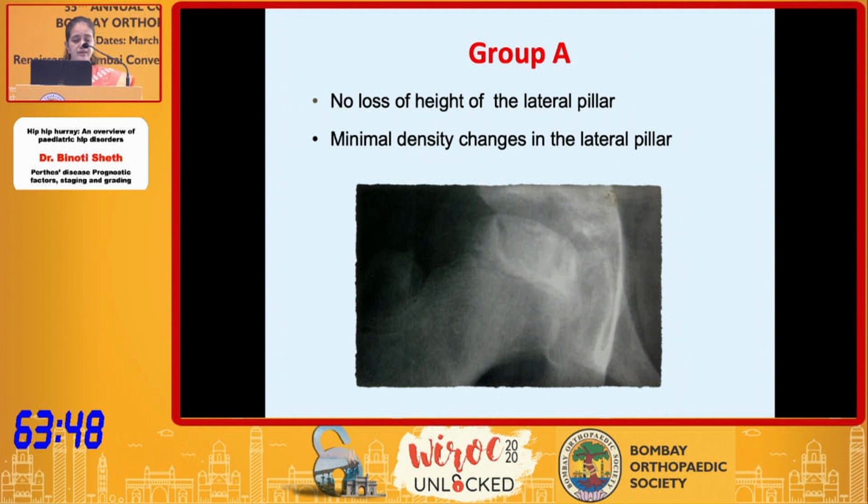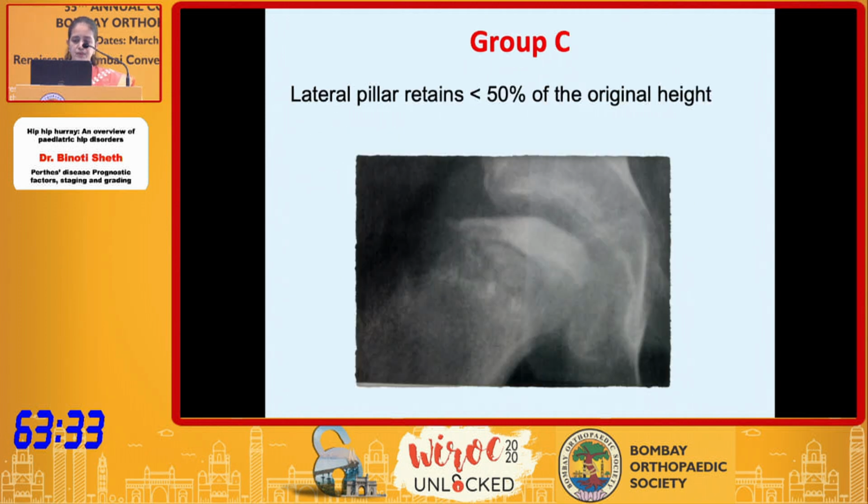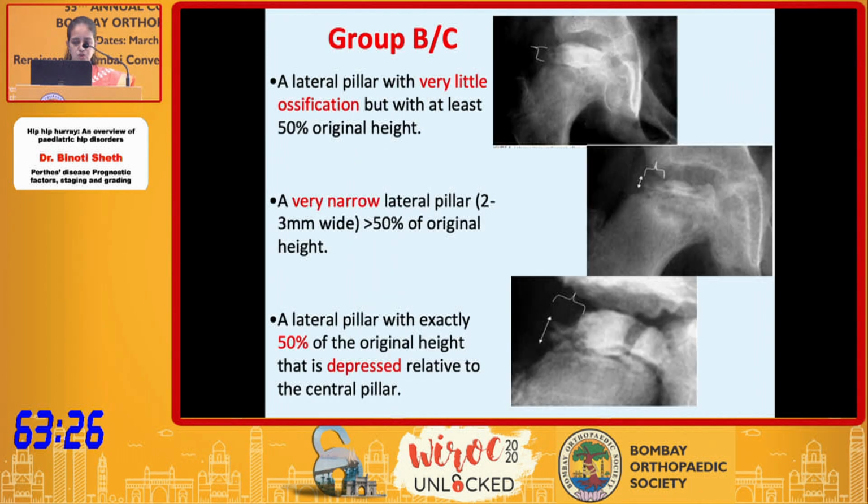Group A is where there is no loss of height of the lateral pillar and only minimal density change is seen. Group B, where the lateral pillar retains more than 50% of the original height with a width of more than a few millimeters and with substantial ossification. And group C, where the lateral pillar retains less than 50% of the original height. There's something in between, that is group B/C, where it is about more than 50% but with very little ossification or a very narrow lateral pillar, or where it is exactly 50% but it is depressed relative to the central pillar.